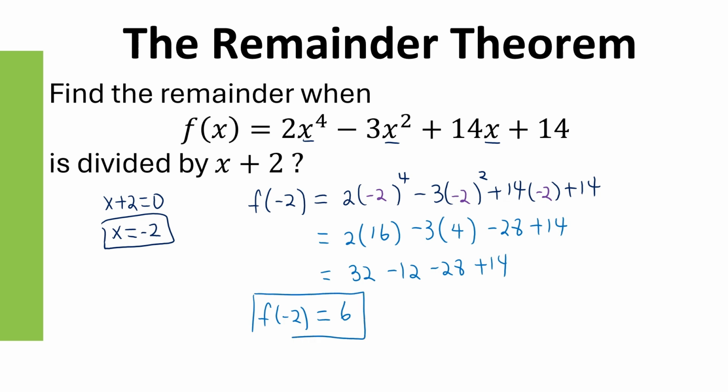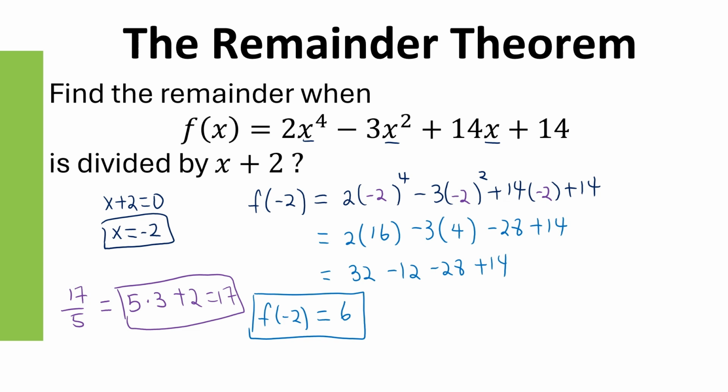So this tells us that our remainder is 6 when the polynomial f of x is divided by x plus 2. Now, in case you're curious why this works, let's say you're dividing 17 by 5. We know that 5 can go into 17 3 times with a remainder of 2. So it's 5 times 3 and then plus 2, which is equal to 17.